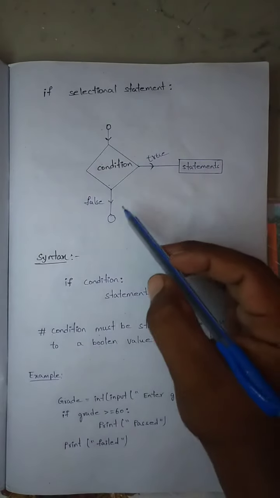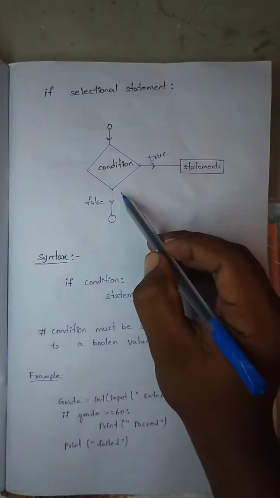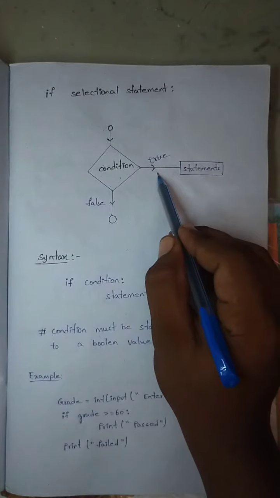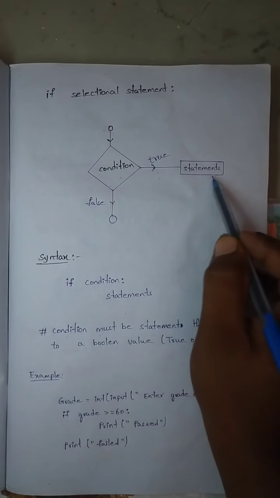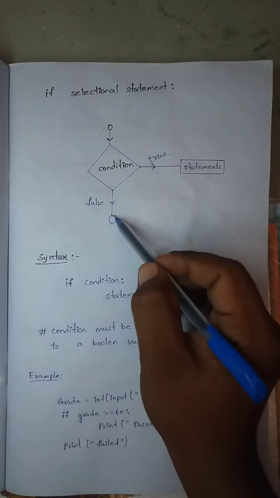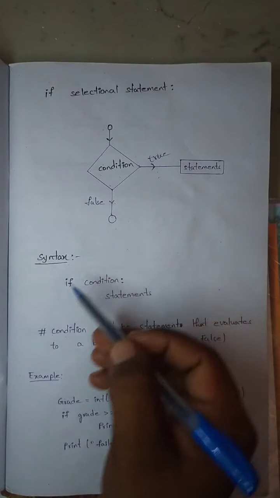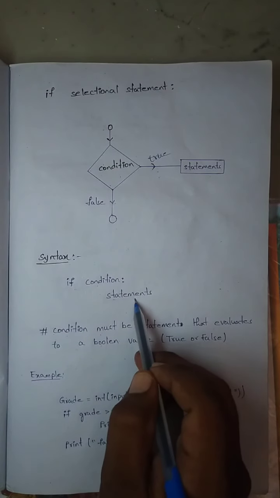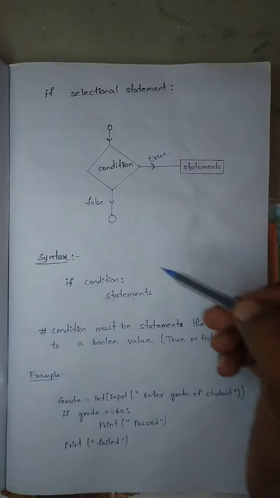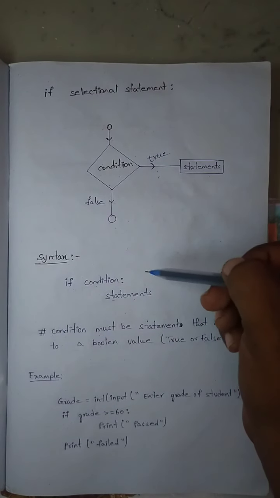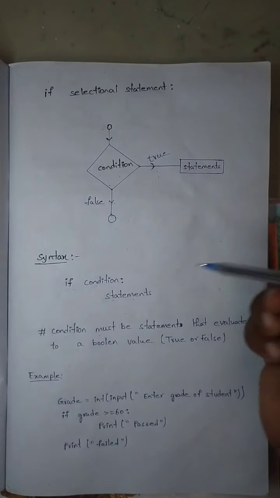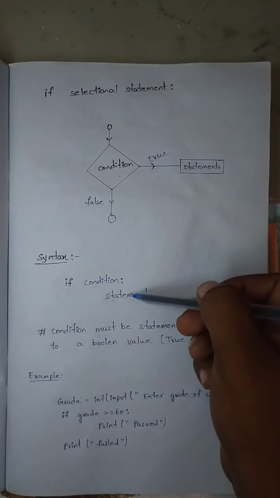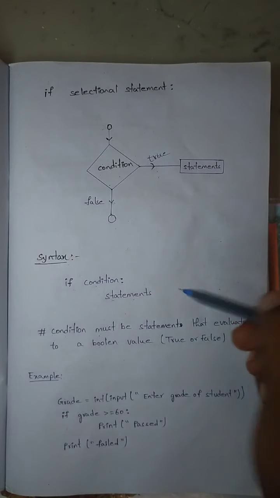Simple if selection statement. First, the flowchart. First the cursor comes to the condition. If the condition is true, then execute the statements. If the condition is false, then the cursor moves to another step. Syntax: if condition, and the statements. The condition must evaluate to a Boolean value, true or false. If the condition is true, then the statements will be executed. If the condition is false, then the statements will not be executed.